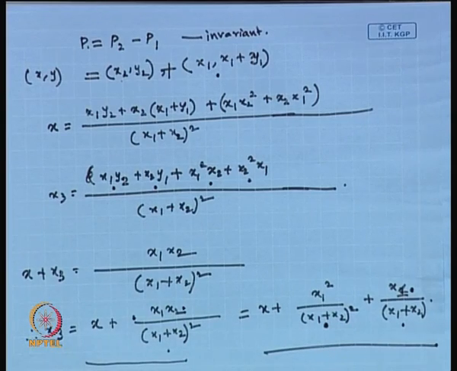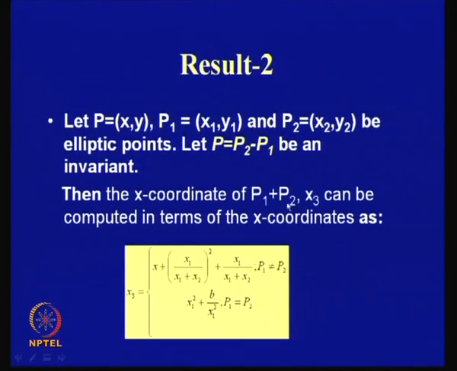And so that is your result 2, that is, if P is equal to P2 minus P1, then the x coordinate of P1 plus P2, x3, can be computed in terms of the x coordinates as this. So, you see that whenever you are computing this x3, that is when you are computing P1 plus P2, you are not actually bothered about the y coordinate. That means you can do the operation entirely devoid of the y coordinate.